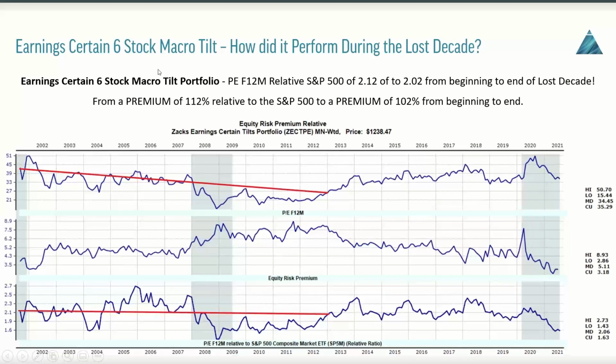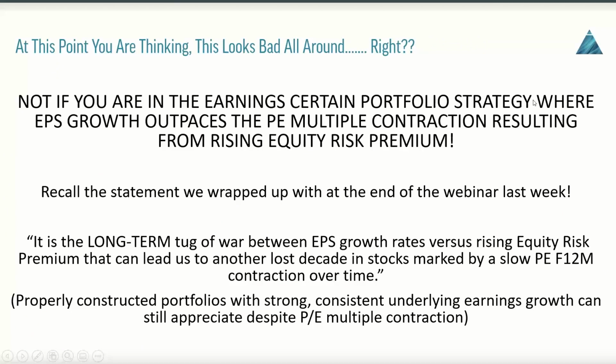When we take a look at the Earnings Certain 6 stock macro tilt, this is probably the one that everybody's wondering about. Again, what we find here is that we went from a premium of 112% relative to the S&P 500 to a premium of 102%. So a little bit of a decline. Obviously, that PE multiple compressed as well, coming off the back of the dot-com bust, as we would expect, all the way through 2012. And you can see what's happened, obviously, since then.